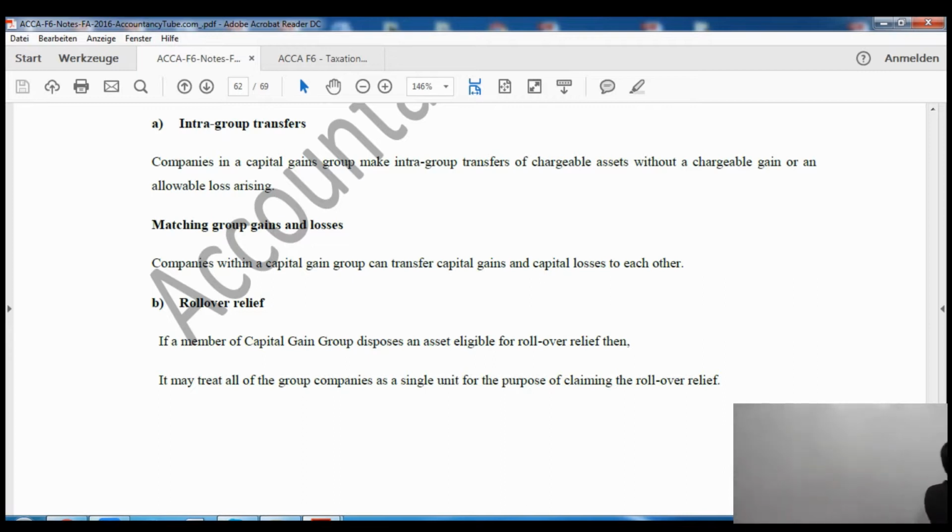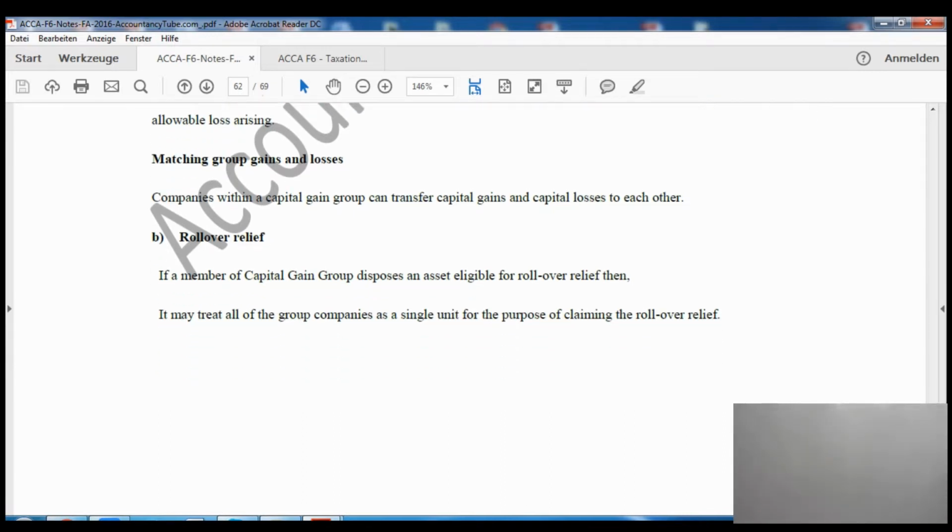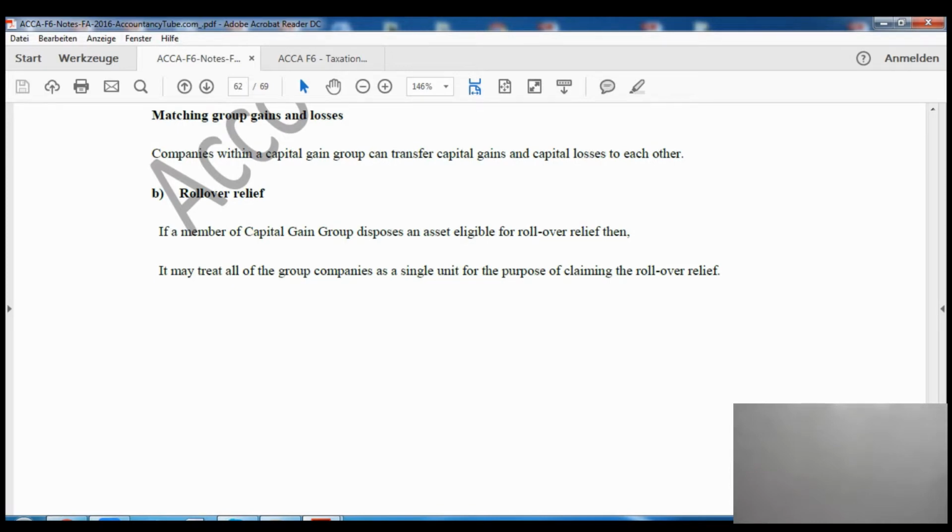Then after that it says matching group gains and losses. So companies within a capital gains group can transfer capital gains and losses to each other. So if they are within the capital gains group, only then they can set off the losses against each other. Not only losses, they can set off the gains as well.